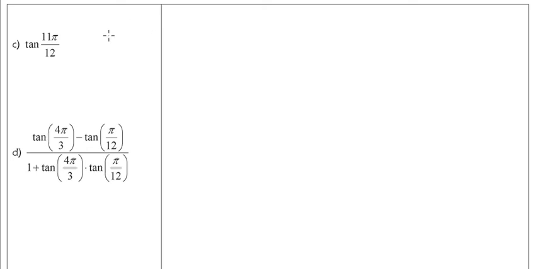All right, so here's tangent of 11/12 pi. We don't know what 11/12 pi is for tangent, but we can write 11/12 pi as 8/12 pi, which we know, that's just 2/3 pi, plus 3/12 pi, which we know as well, that's 1/4 of pi.